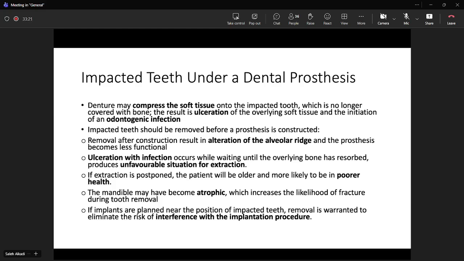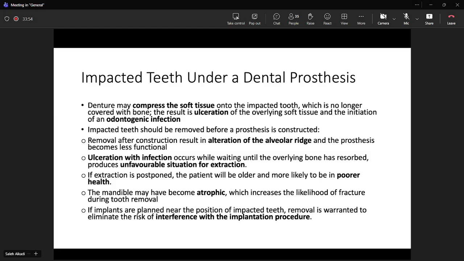So a better approach is to remove these impacted teeth if possible before the prosthesis is constructed. If we leave them and consider extraction later on, removing them may affect the prosthesis. The prosthesis may not fit, because sometimes when we extract these teeth, we need to remove bone, so you may alter the alveolar ridge shape and the prosthesis becomes less functional, so you need to redo it again.